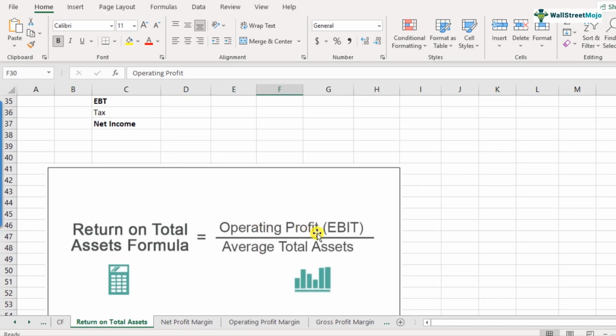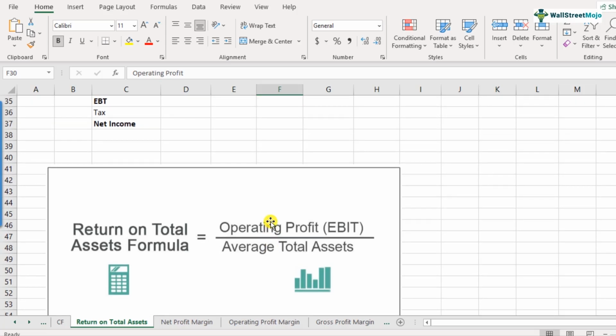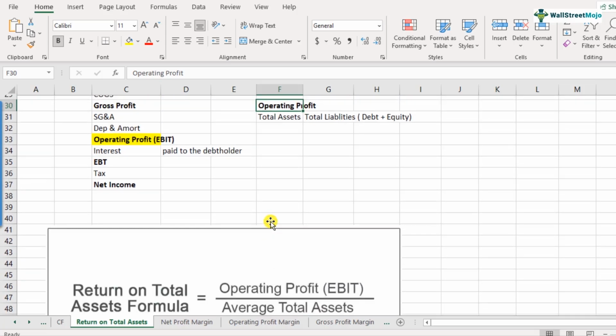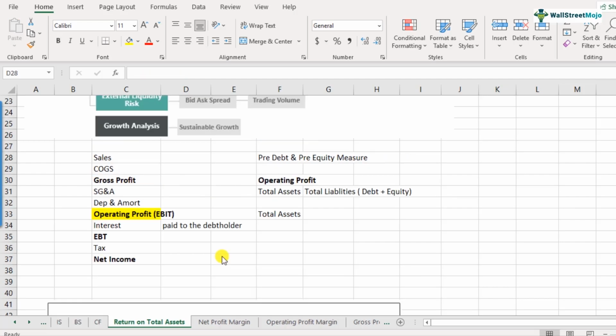But if you look at the numerator, operating profit is for the full year, right? So in order to take a better measure of total assets, we should not take just a single snapshot, but we should take an average of the two. That's the most important thing. As I said, the formula is not very difficult, but the important thing to understand is that operating profit needs to be in the numerator because it's a pre-debt and pre-equity measure. So let us now calculate the return on total assets and see how it is done.